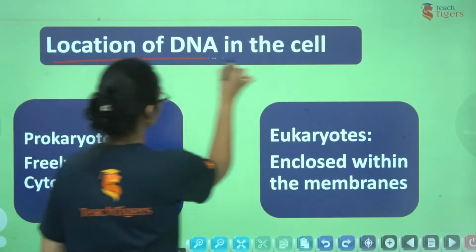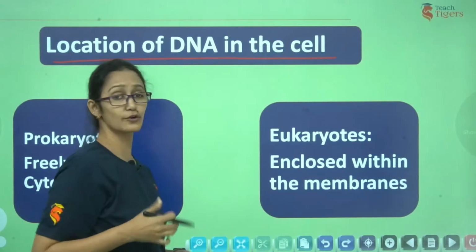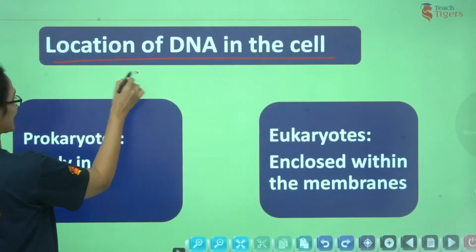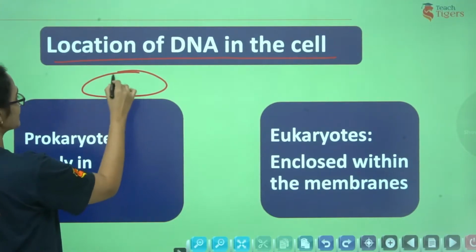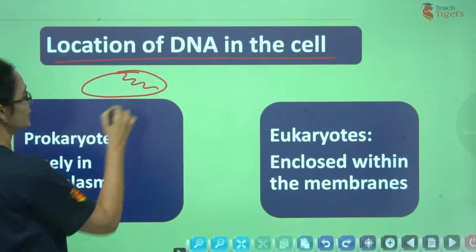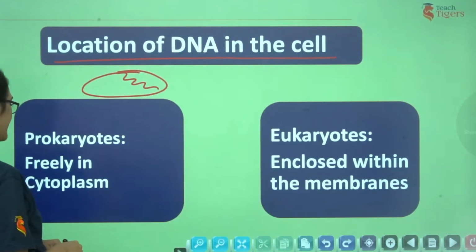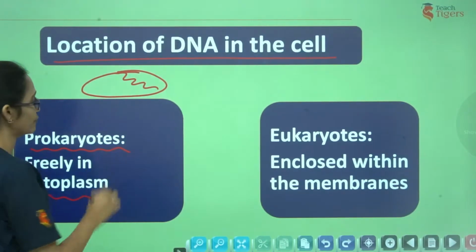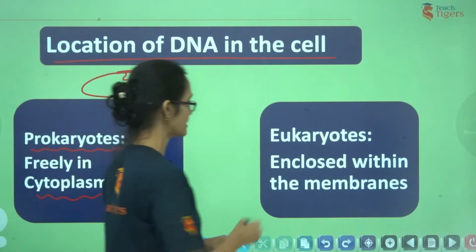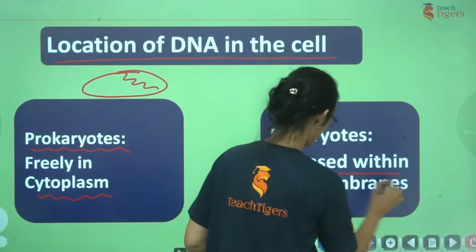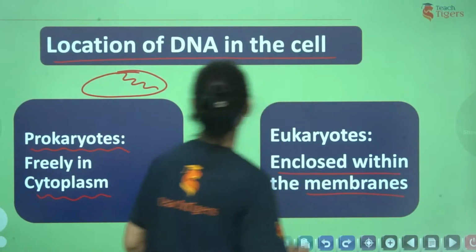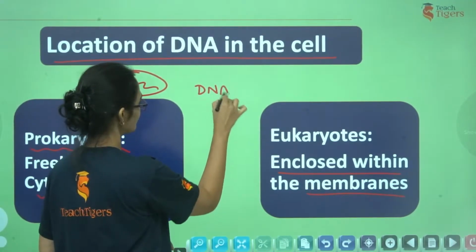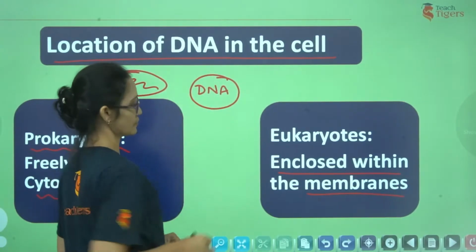So if you want to isolate the DNA, first you should know the location of DNA in a cell. As you all know, in a prokaryotic cell like a bacterium, your DNA is freely floating in the form of a nucleoid in the cytoplasm, right? So in a prokaryotic cell, the chromosome is freely floating in the cytoplasm, whereas in a eukaryotic cell, it is enclosed within a membrane. In fact, in a eukaryotic cell, you find the DNA enclosed in a membrane within the nucleus.